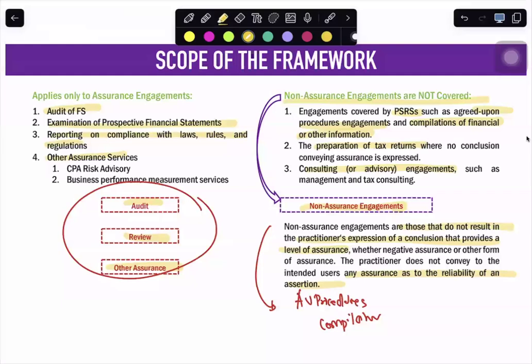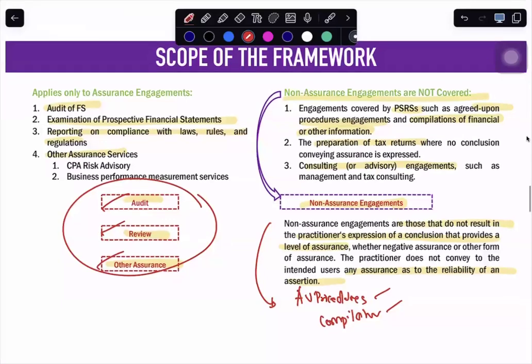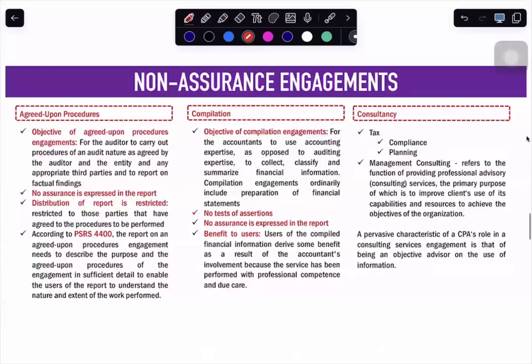So for assurance, normally, sabi natin, audit, review, other assurance. For non-assurance, ang normal na lumalabas, agreed upon procedures and compilations. Alam naman na natin ang definition ng assurance, alam na natin ang definition ng assurance engagements. Therefore, mas madali na ninyong i-differentiate ang assurance sa non-assurance. Now, let's look into your non-assurance engagements.